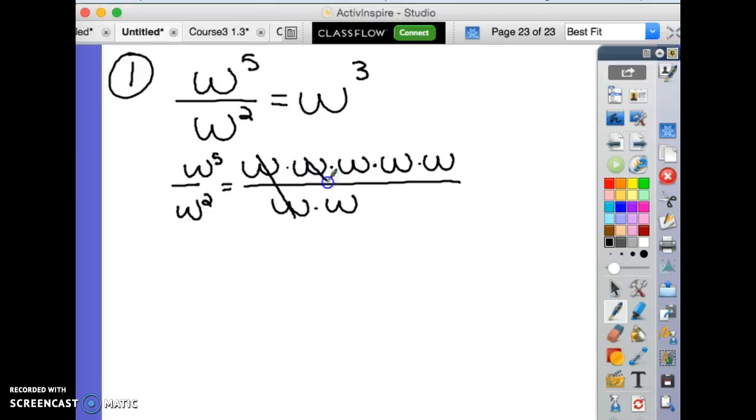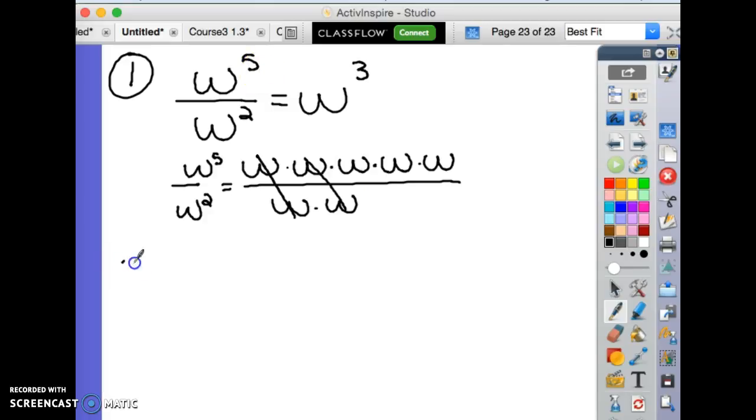Again, w divided by w is 1. And we know when we multiply by 1, nothing really changes, nothing happens. So we're left with 3 w's, w to the 3rd, essentially times 1, but that's not going to change anything. So this is why it works. So this is what you're doing, but instead of writing all this out every single time, we came up with the rule: when you divide like bases, subtract your exponents.